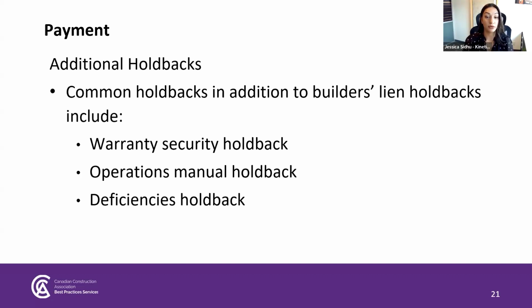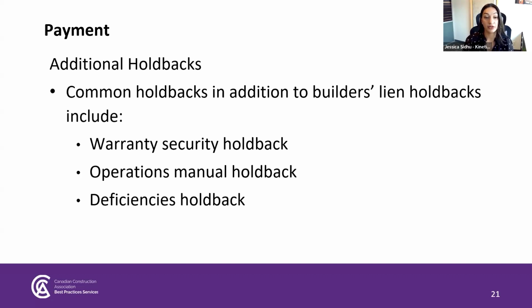An operations manual holdback. This is often for mechanical and electrical trades, as they're the ones with the most onerous requirements for submission. So typically that is set anywhere from 1% to 5% of the subtrade's contract. So that's a significant enough value on top of the builder's lien holdback deduction, and any of these other ones. So if we're stacking holdbacks, obviously there's an impact to cash flow that needs to be addressed.